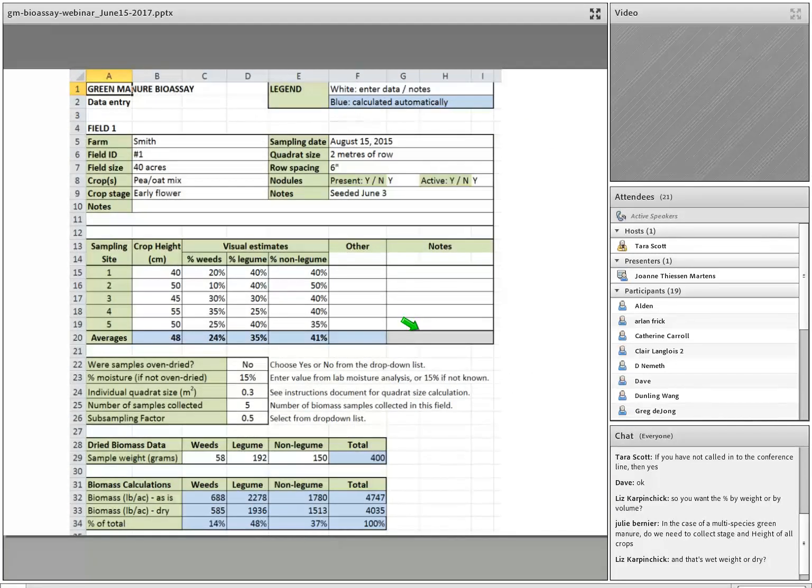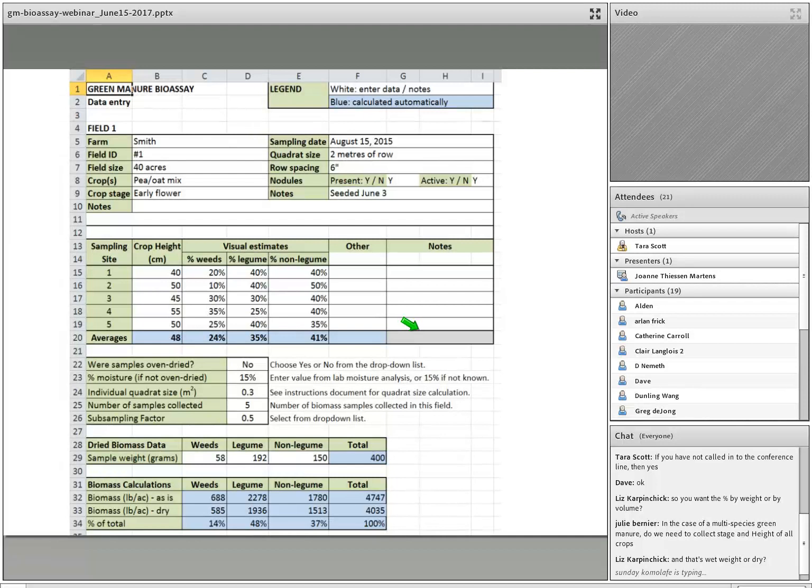So I want to give you a little look at what that looks like in case you haven't seen it before. It looks like this. You'll see there's lots of room to add some information about the field and the farm and the crop, some notes on the crop if you like, the date that you were there, the size of quadrat you were using, all that information you'll need for your later calculations, and also the nodules and their activity. I'm going to skip down to the bottom here.